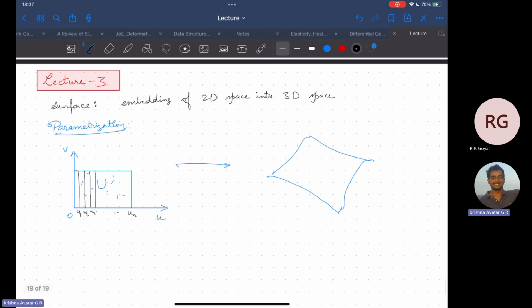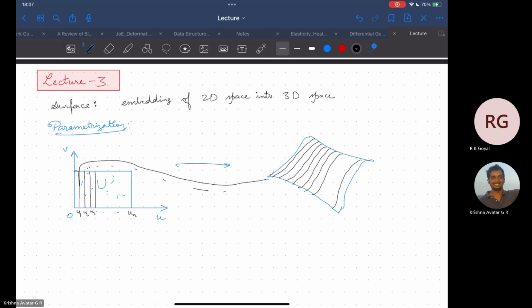So these lines will be mapped to, say, this line, this particular coordinate. These are known as coordinate lines. This will be mapped to this line here. Of course, now it's a curve. Likewise, all these coordinate lines will be mapped to some curves on this surface here. So that is the whole point of mapping sigma, right?